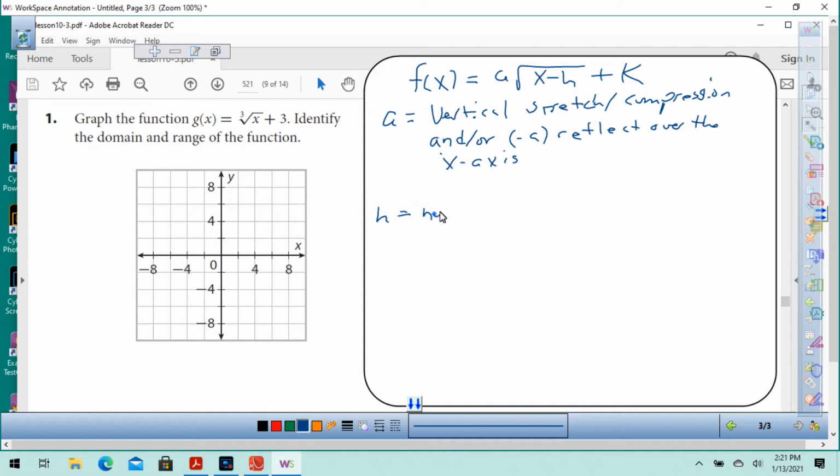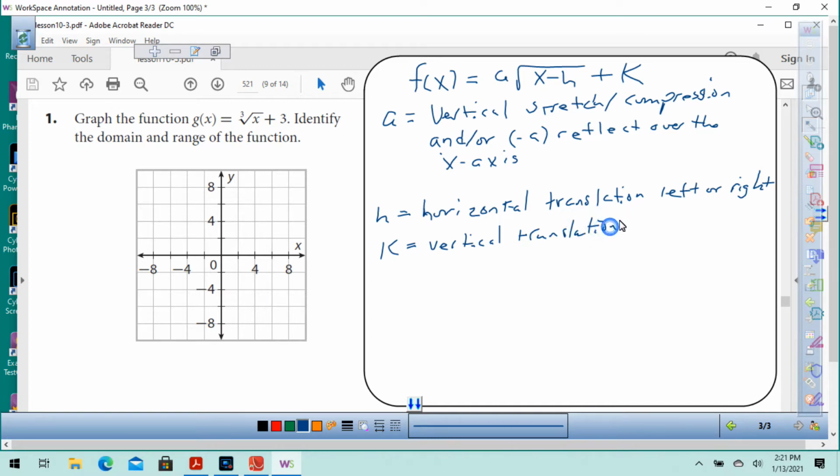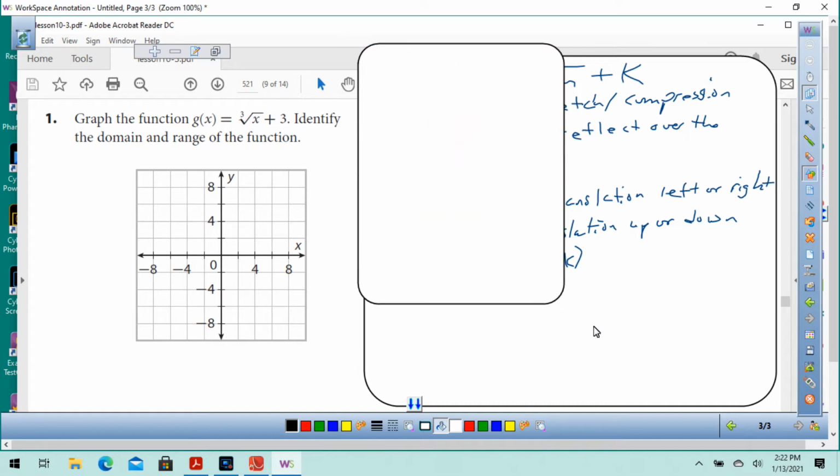H would be a horizontal translation, left to right. And then K would be a vertical translation, up or down. And we're going to want to remember the bx plus h and ay plus k. Okay, we're going to want to remember those. All right, so that's it. Now we're going to graph the function. Let me write over the top of this now that y'all got that down.